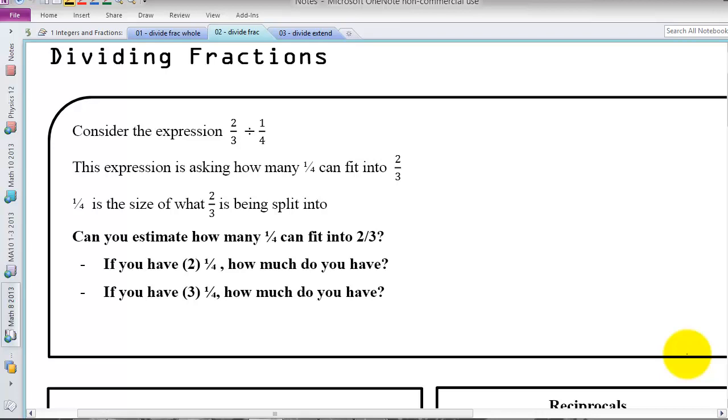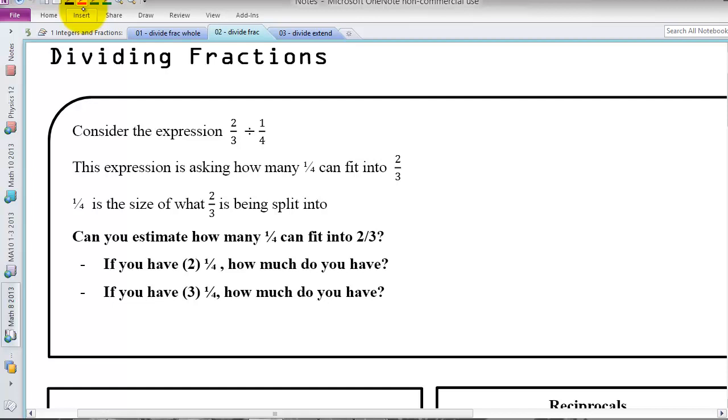Hi there. In the last lesson we looked at taking a whole number and dividing it by a fraction. Today we're going to look at dividing fractions by fractions, and we're going to try to do it using a couple of different methods. So for instance, consider the expression 2/3 divided by 1/4. The question is how many 1/4 fit into something of the size 2/3. So 1/4 is the size that the 2/3 is being split into.